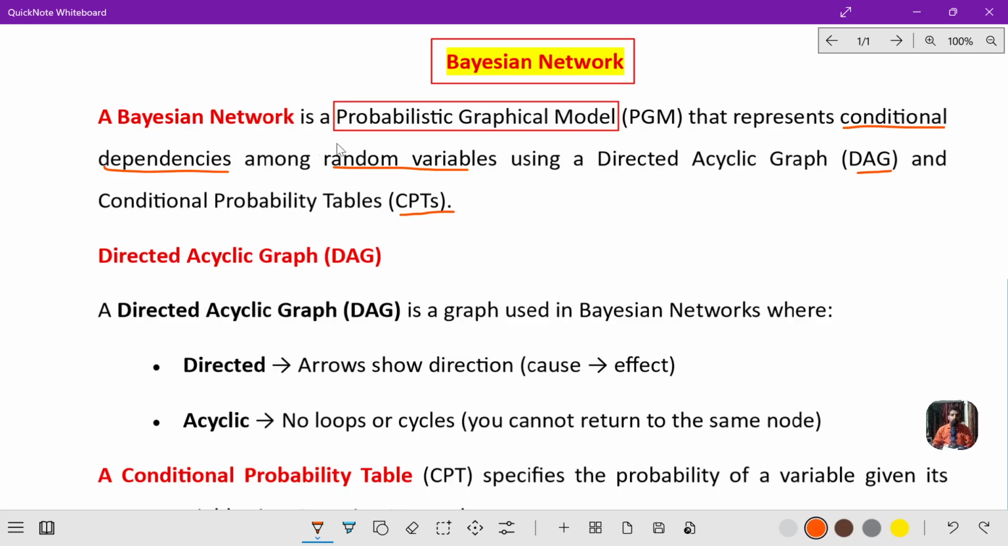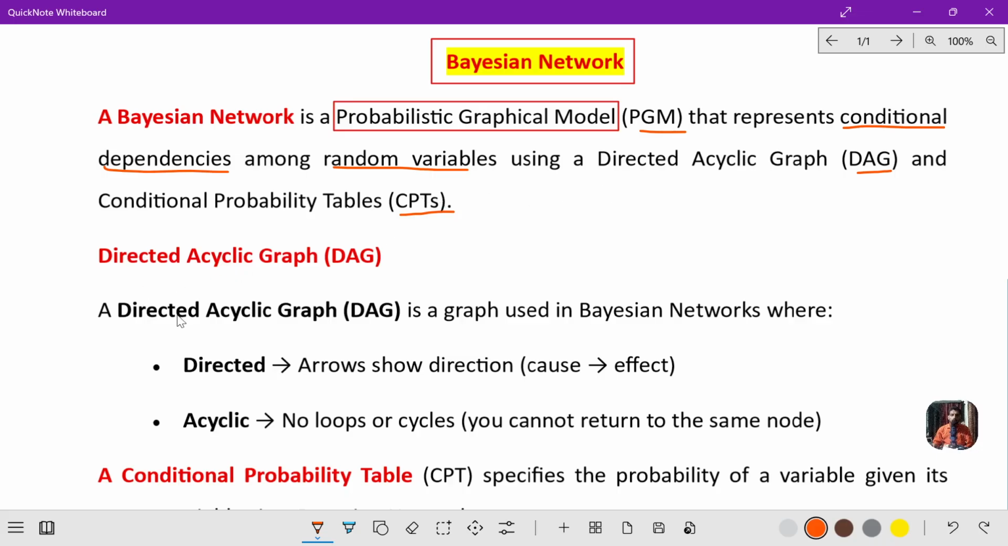So please remember all of you, directed acyclic graph in short we call DAG, conditional probability table in short we call CPT, and probabilistic graphical model in short we call PGM. Now let us see what is this DAG and what is this conditional probability table.